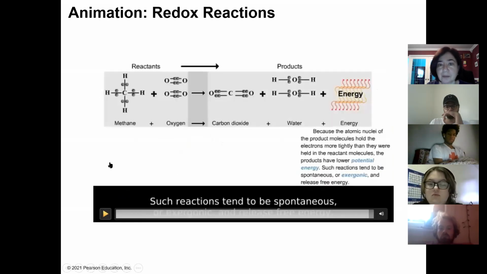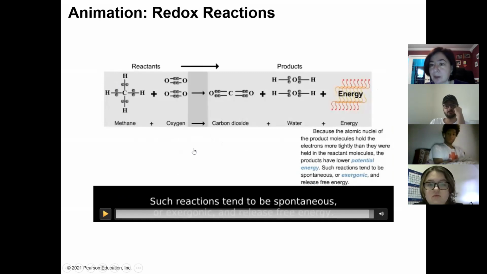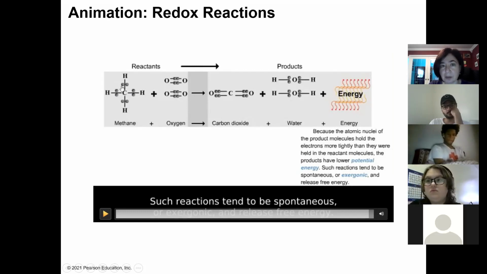Okay, so bottom line here. In this animation, if you paid attention one more time, carbon and hydrogen here in methane share electrons equally. So you can see that the position of electrons is pretty much halfway between carbon and hydrogen, right? Which means they share electrons through covalent bonds, right? But they only share them.